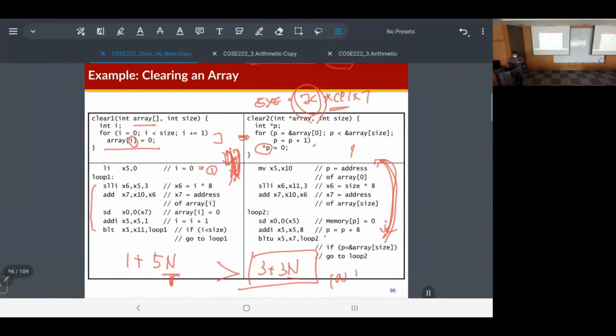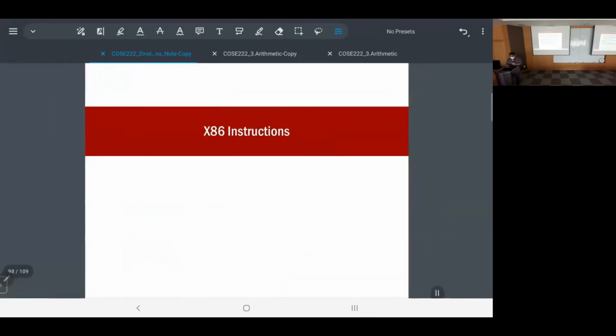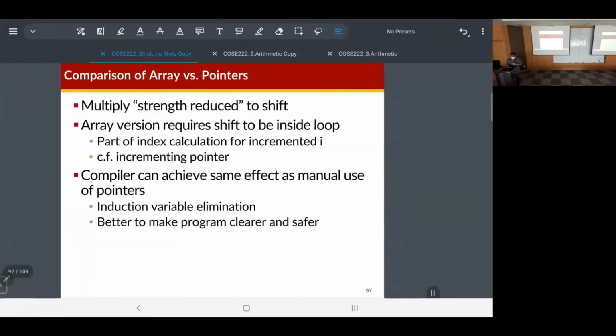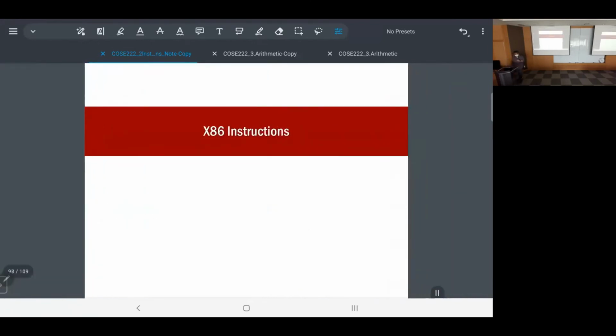But we can compare the performance of these two different compiled codes like this. So we need to distinguish, oh, it's the right version, it's the better version. Then, oh, it's good. It's done.